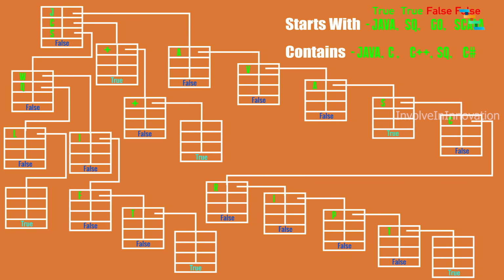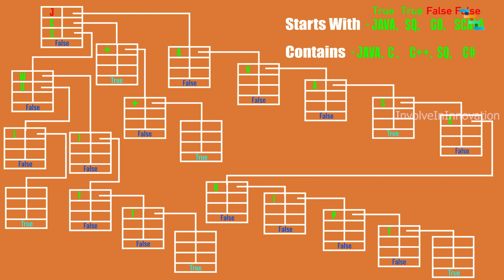Now we will check whether the complete word is present in the Trie data structure or not. This is a little different from the prefix-based search. The value is present in the tree, and in addition to that, we also need to check whether it is a complete word or not. Now we will check if the words Java, C, C++, SQ, and C# are present in the Trie data structure or not. First we will check whether Java is present in the Trie data structure.